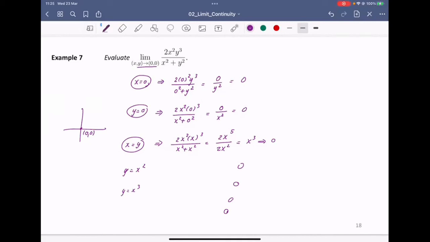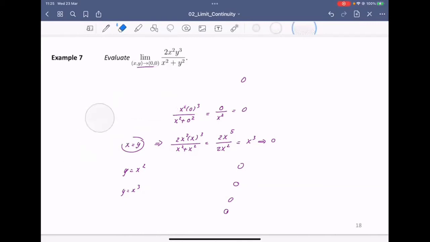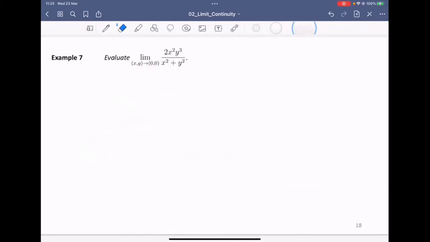So if you get to this situation, let's try to show that the limit is actually 0 by using the squeezing theorem. This is the last technique that we're going to learn for this class. So to show that the limit is actually 0, we're going to split this thing, x squared y cubed over x squared plus y squared, into parts.